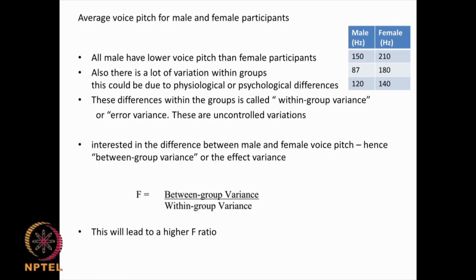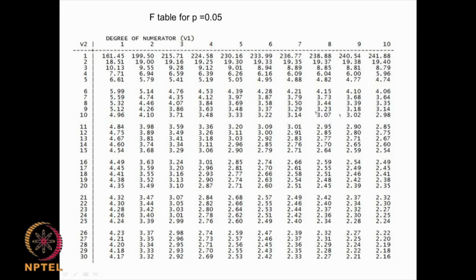Average voice pitch for male and female participants. So, we have 3 data from male and 3 data from female. It is a small data. So, obviously the degrees of freedom is less. So, the F from the table will be very high. For example, in this particular case, if you look at the 2 and 2 sort of thing, the F values will be very high. Let me show you the table.